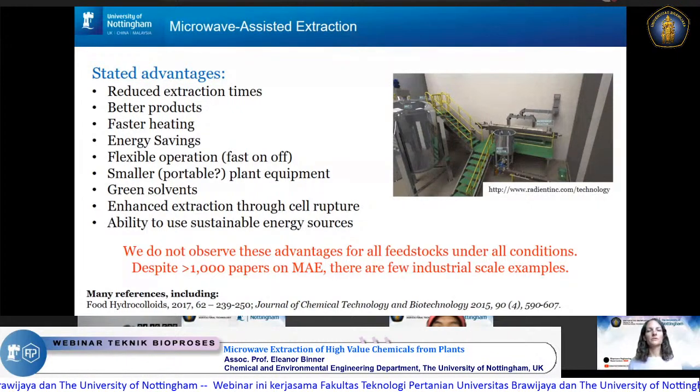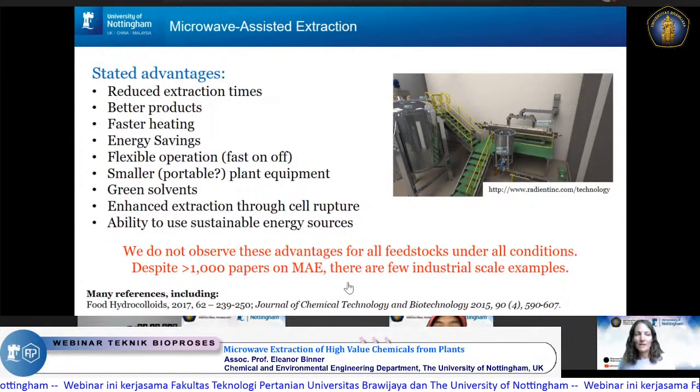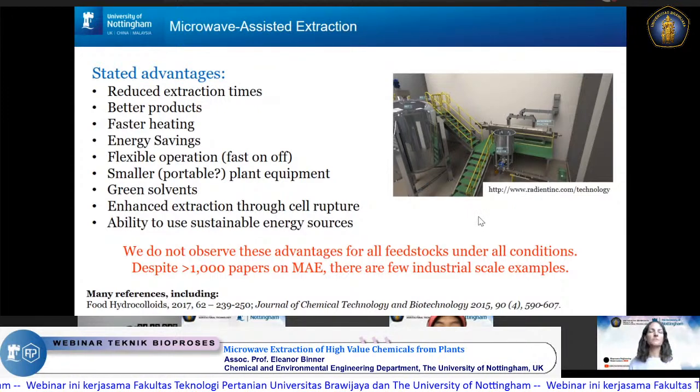So despite there being over 1,000 papers on this, there are very few industrial scale examples, because there just isn't that fundamental understanding of how to get these advantages. And this is because of the way experiments are designed. They often don't have that fundamental understanding. The range of conditions that they're looking at, and they're often using a multimode cavity, they just can't exploit the microwave selective heating effect.